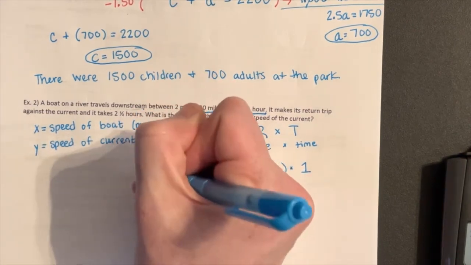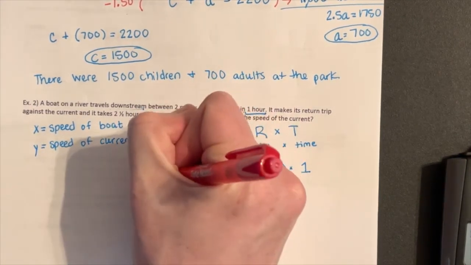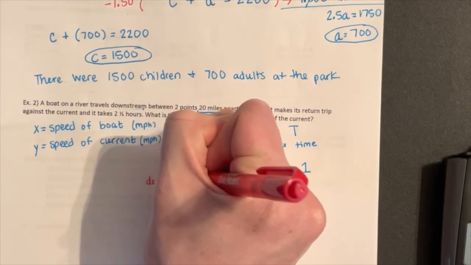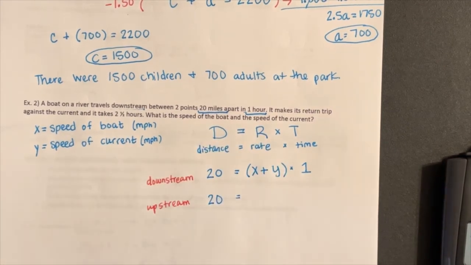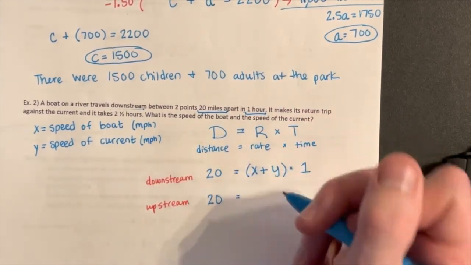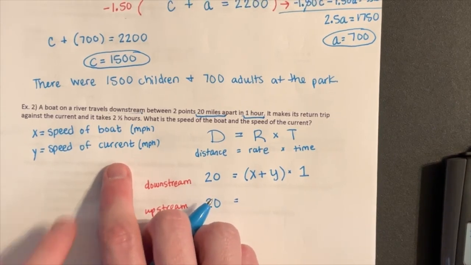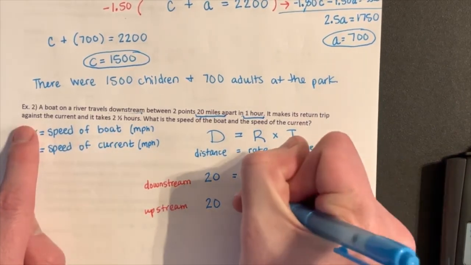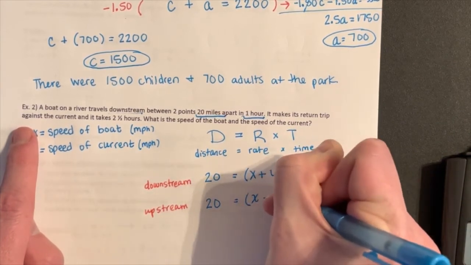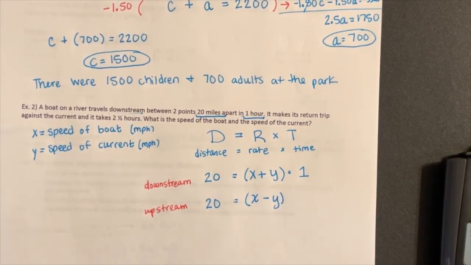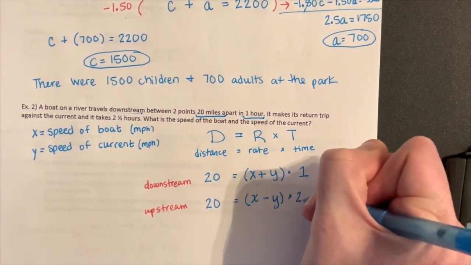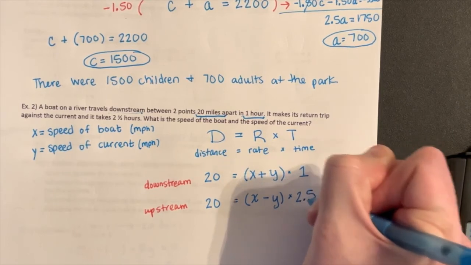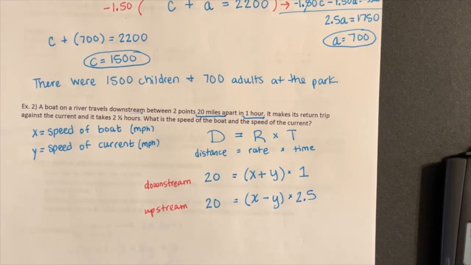The other way we're still traveling 20 miles, but we're going upstream against the current. So this was our downstream. Let's write this out here. Downstream. And this is upstream. We still travel 20 miles, but the current's working against us. When you go upstream, you're going against the current. So now you have the speed of the boat, but you have to subtract the speed of the current because it's working against us, which makes this take longer. So we're going to travel, and it takes 2.5 hours. And there's our equation.